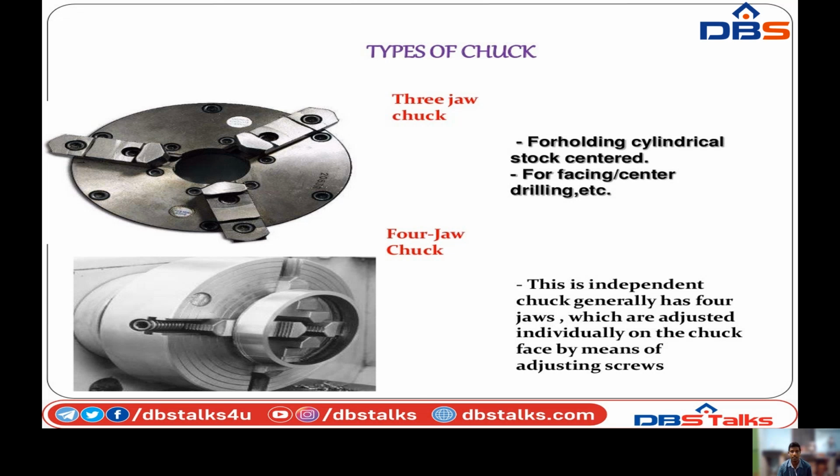Three jaw is dependent, four jaw is independent. For holding cylindrical stock, coming to the four jaw chuck, this is an independent chuck. It generally has four jaws, which are adjusted individually on the chuck face by means of adjusting screws. Here I am showing the screws. We move the corresponding jaws by using wrenches.